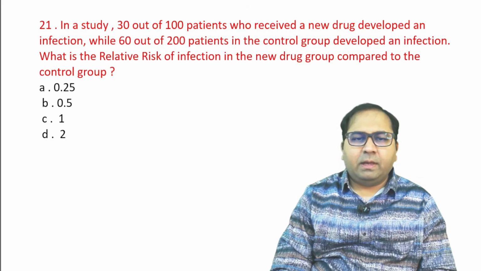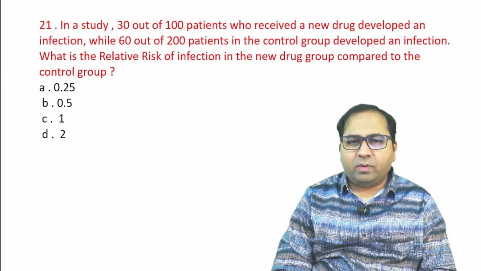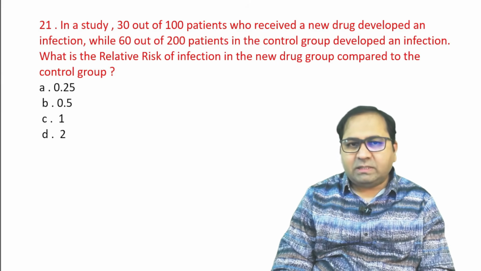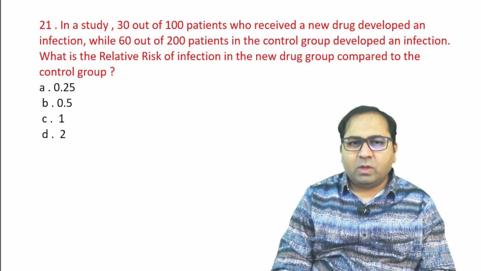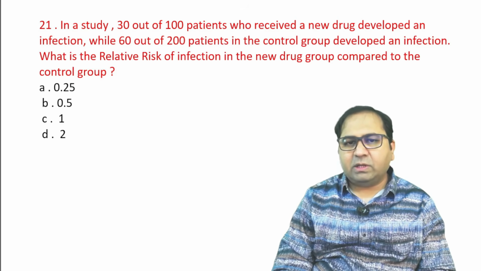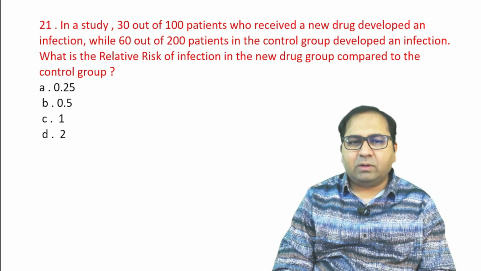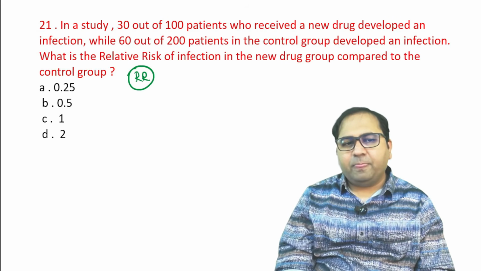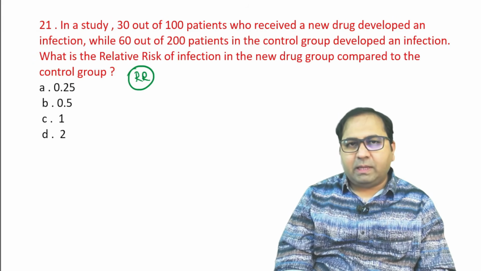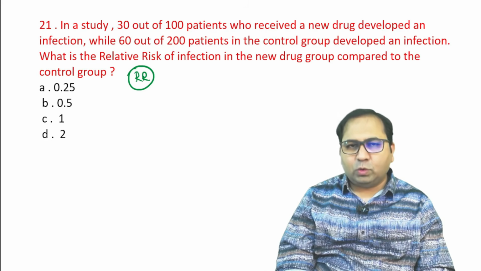Next question. In a study, 30 out of 100 patients who received a new drug developed an infection, while 60 out of 200 patients in the control group developed an infection. So what is the relative risk of infection in the new drug group compared to the control group? They are asking to calculate the relative risk of infection. Options are A, 0.25, B is 0.5, C is 1, and option D is 2.